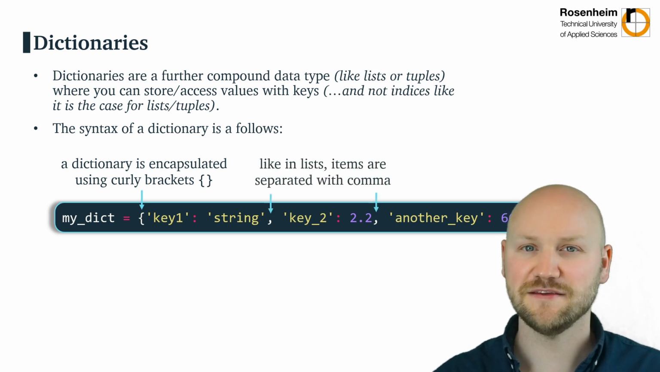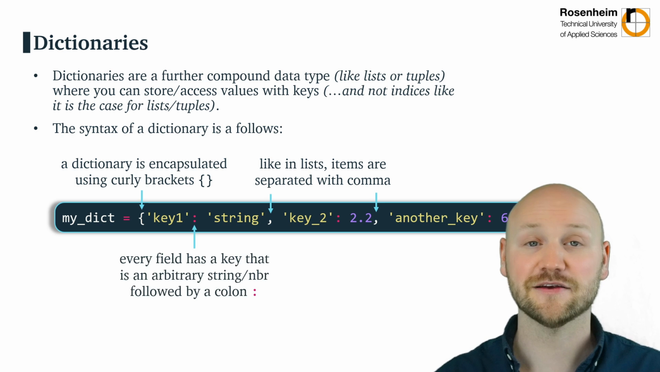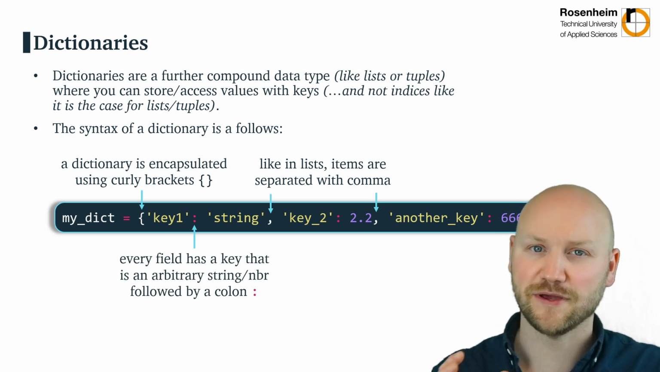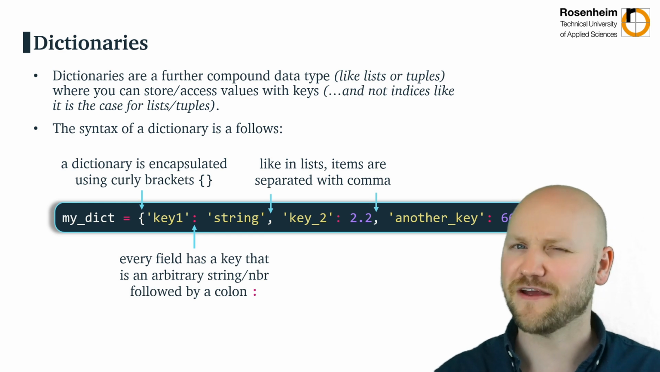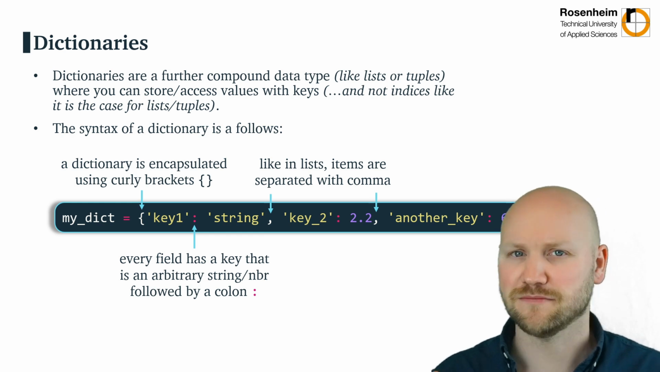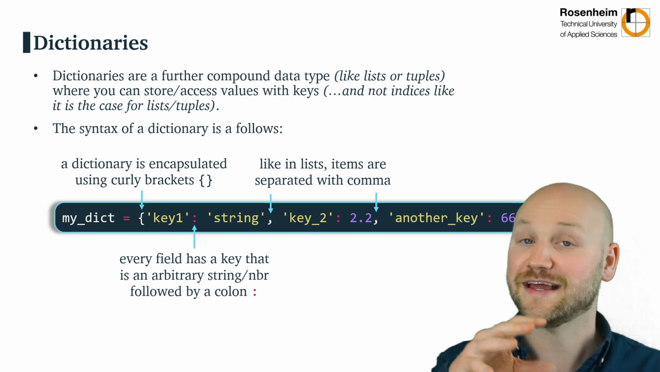As you can see, the key value pairs are separated with commas, like in lists. And the key is separated from the value using a colon. So we have always the key. It's very often a string, can also be a number, but in this case it's a string. And then we have the colon, and then comes the number.